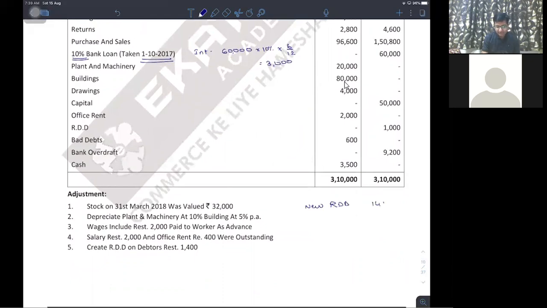In this case, it is given as 1,400. Add bad debts, which are given in the trial balance, 600, less old RDD which has already been provided to you in the trial balance itself, 1,000, and the balancing figure will be appearing in the P&L account on the debit side. This is the effect of RDD in the profit and loss account.